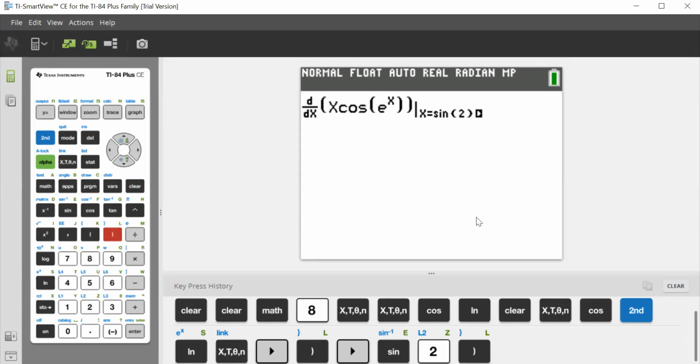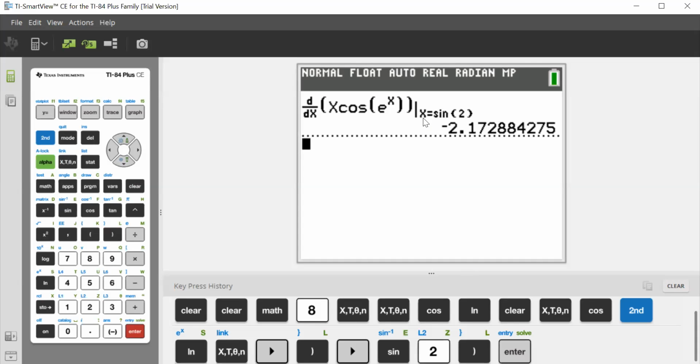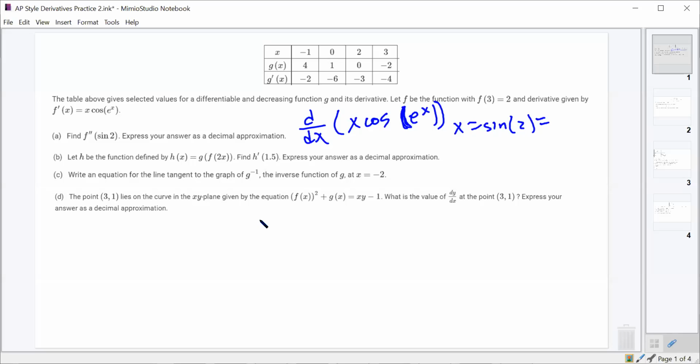So if you got something other than negative 2.173, you either typed it in wrong, or perhaps you might be in degrees and not radians on your calculator. So make sure you're in radians, not in degrees. So negative 2.173 should be our answer. Everybody good with that?